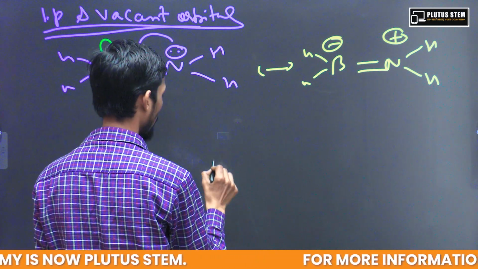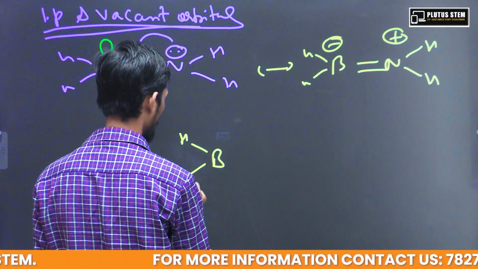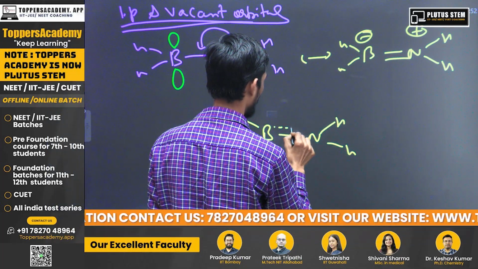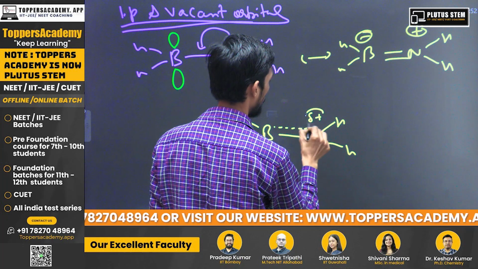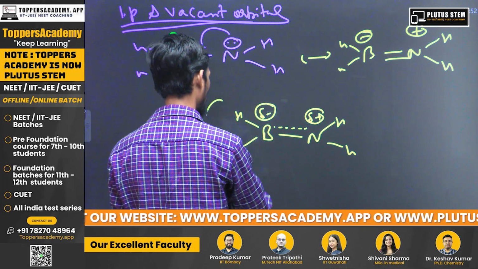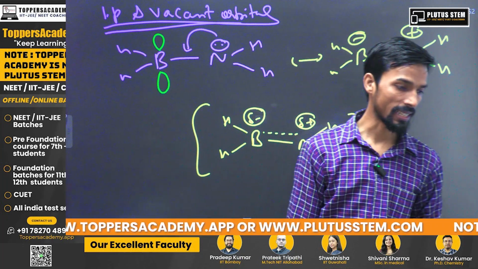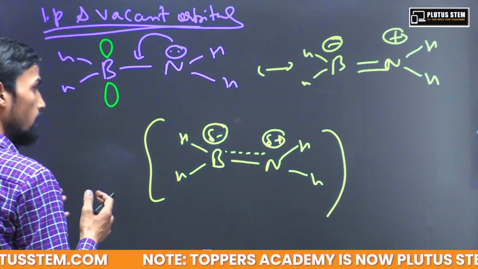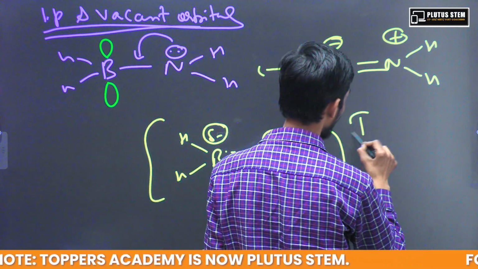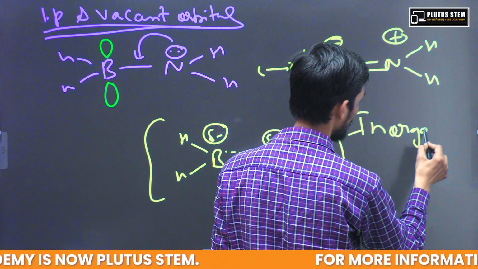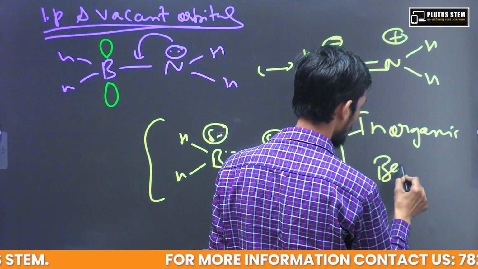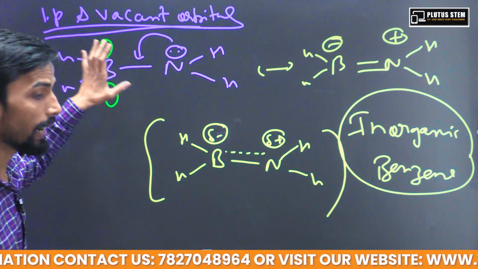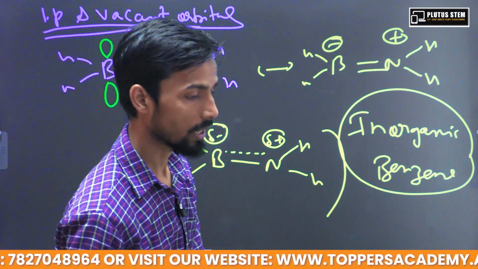So if you want to draw the resonance hybrid, one of the important examples of this is inorganic benzene. Over there we see a lone pair and vacant orbital, this resonance phenomenon.